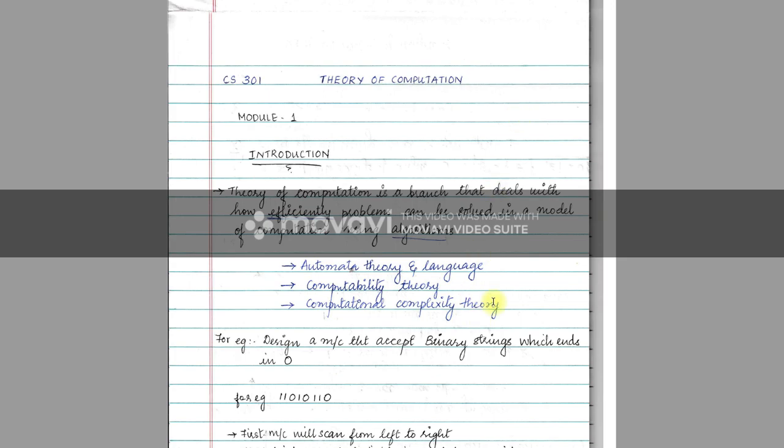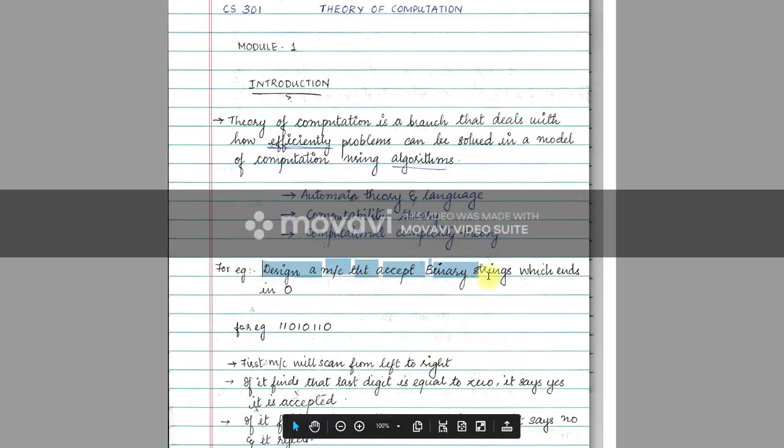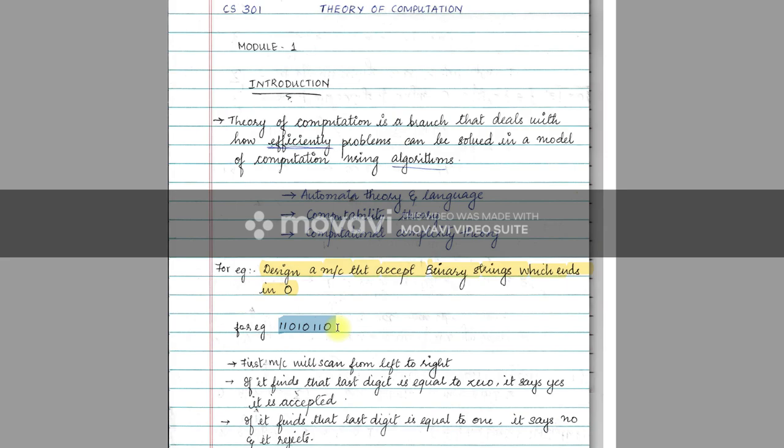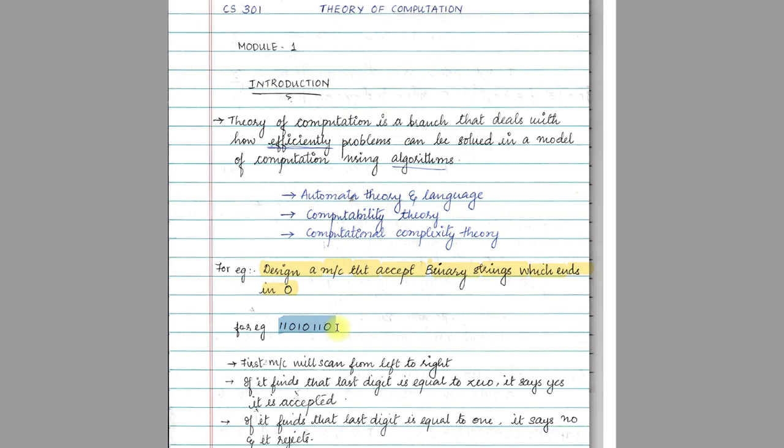For example, if I want to design a machine which accepts binary strings that end in 0, this is my requirement. And my input is 110 10110. I need to check whether this particular string ends in 0. If it ends in 0, this string will be accepted by my machine. If it is not ending with 0, it will not be acceptable. It will be rejected. Okay.